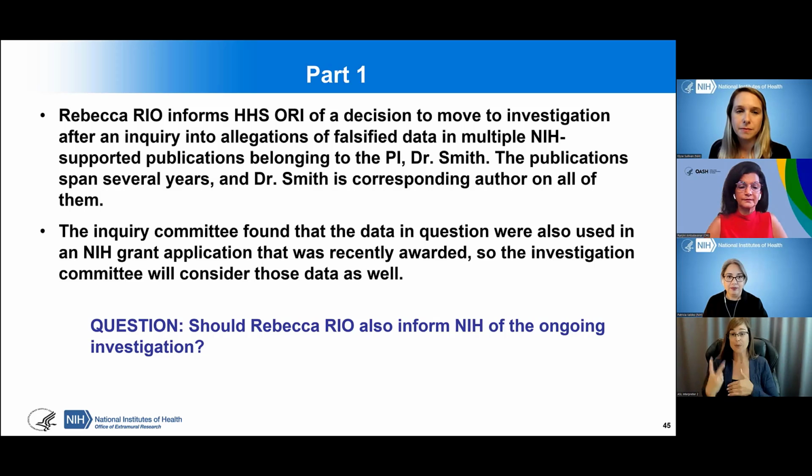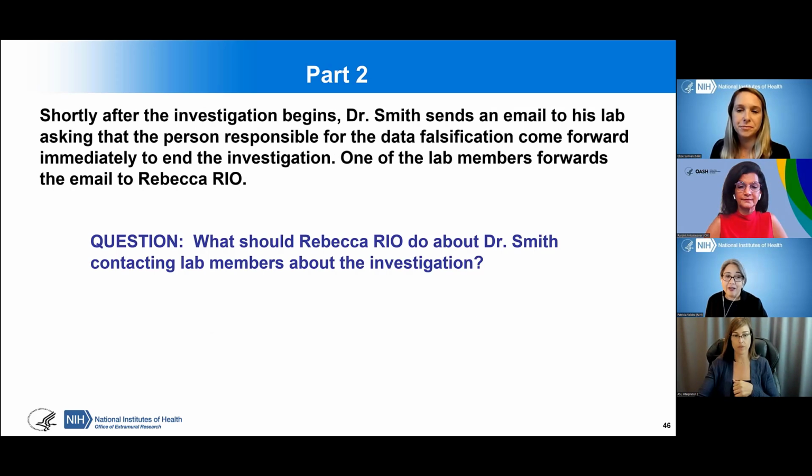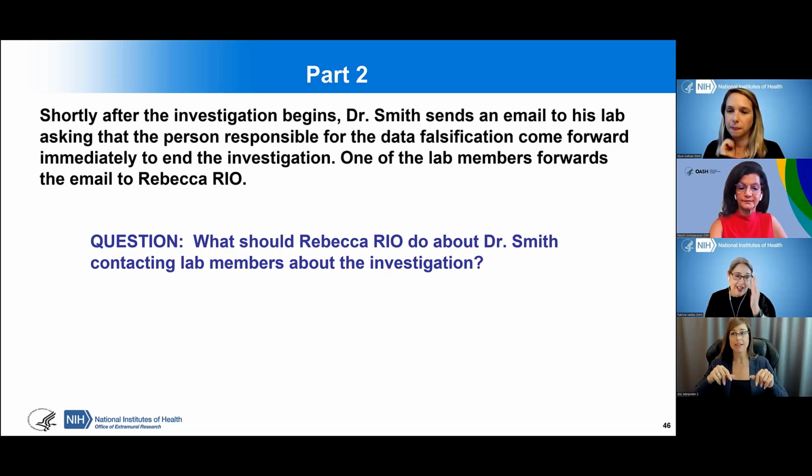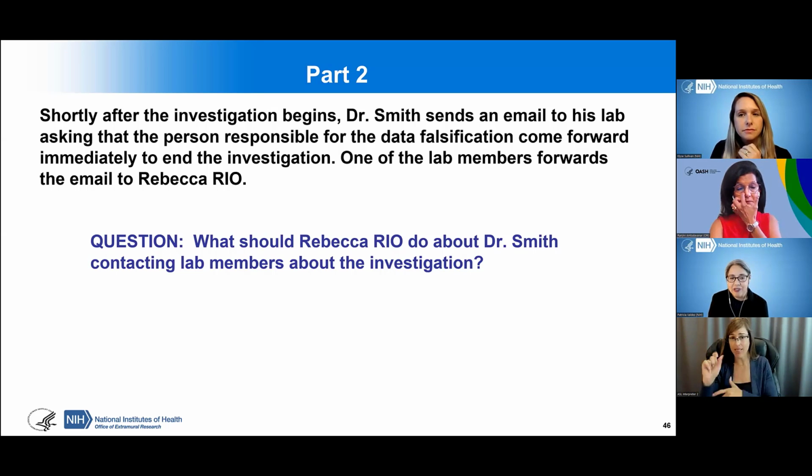And we can have multiple people answering questions too. Because part 2, shortly after the investigation begins, Dr. Smith sends an email to his lab asking that the person responsible for the data falsification come forward immediately to end the investigation. One of the lab members forwards the email to Rebecca Rio.